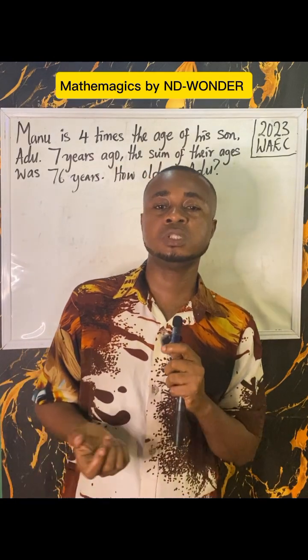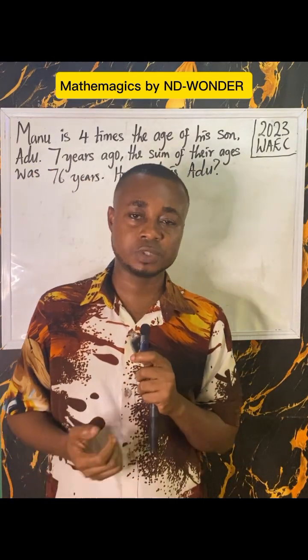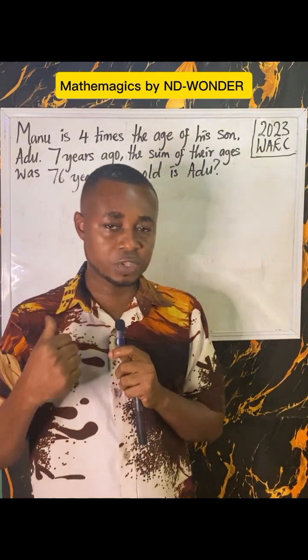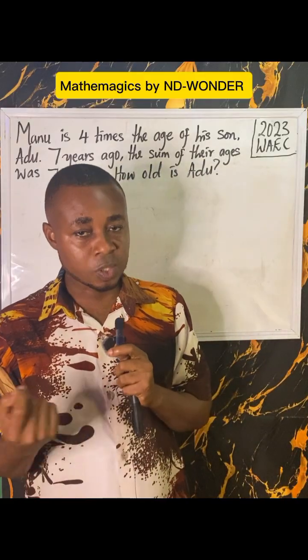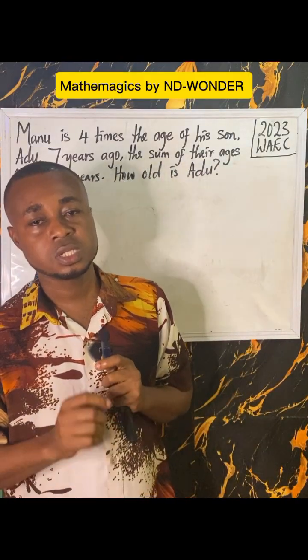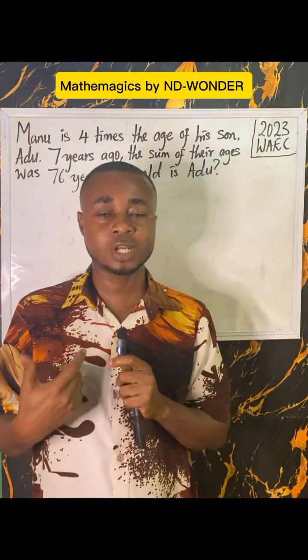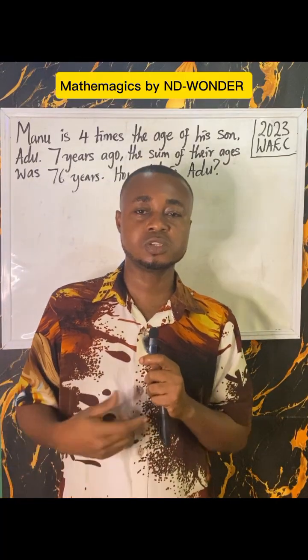The father is 4 times the age of the son. So we do not know the age of the son, and we do not know the age of the father. But 7 years ago, we were told that the sum of their ages is 76. So with that, we can also use that to get the solution.